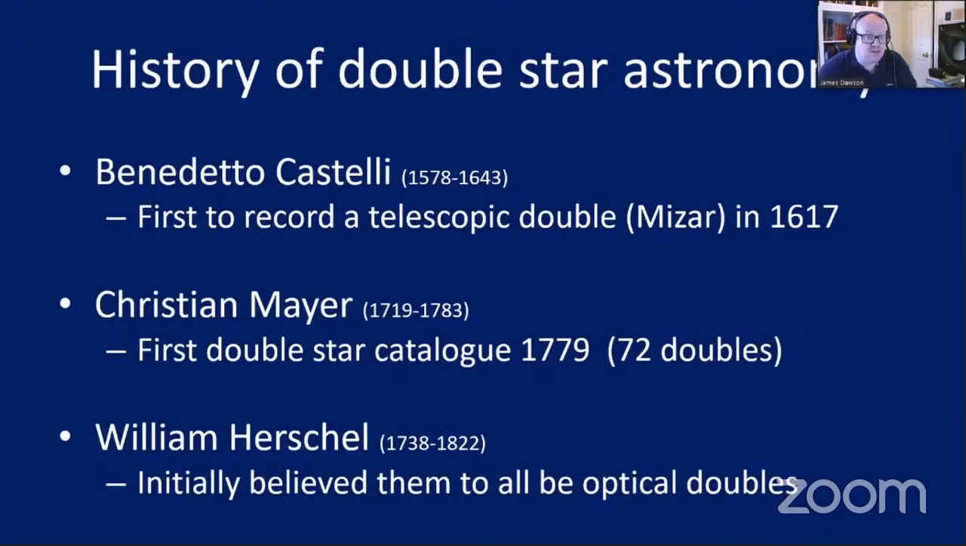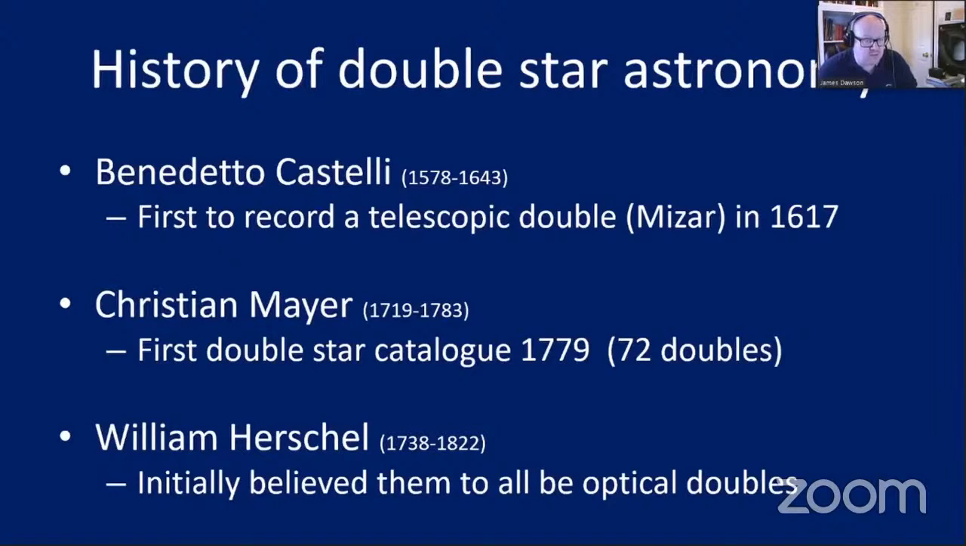By 1779, this chap Christian Mayer produced a small catalogue of doubles. He was thinking these stars were actually related to one another, but another expert at the time contested this and said, "Will you produce a catalogue of all these stars, and then other astronomers can observe them and see if they are binary systems related to one another, or if they are just optical doubles and the fainter star is just a coincidence, a background star."